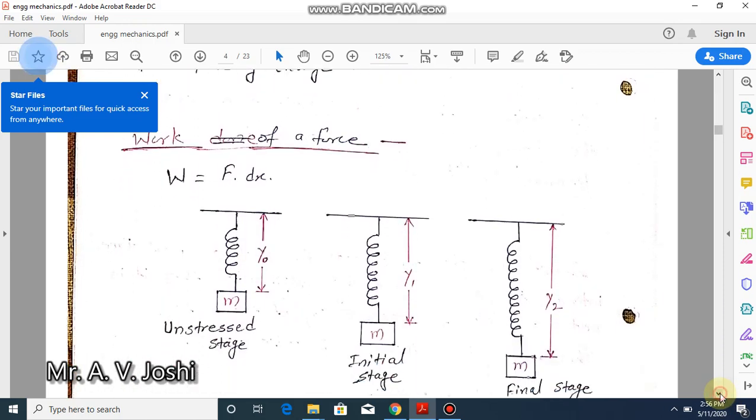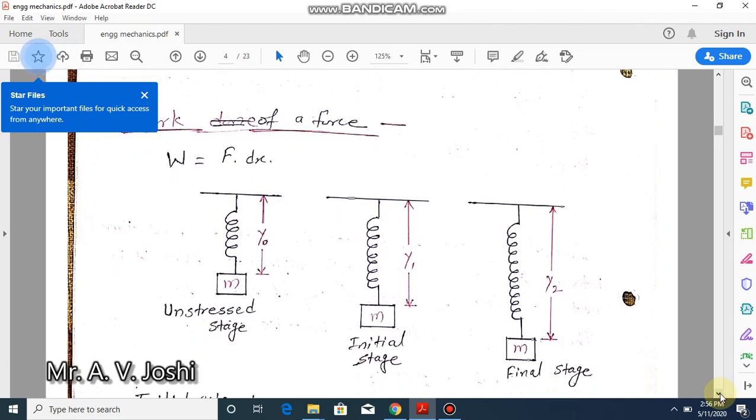So the next point is the work of a force. Work equals F into dx. Look at this diagram. A spring mass system is there. Suppose the initial stage is this, there is no force applied on it. So y0 is its deflection and m is the mass applied on the spring. This is the unstressed stage. Then in the initial stage y1, some distance is created, and then the final stage y2.